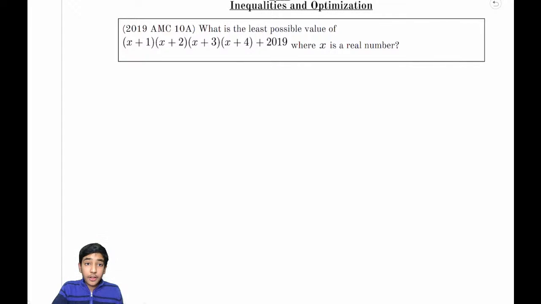$2029 is not the correct answer, because x does not necessarily have to be an integer. X does not necessarily have to be an integer, so this 2029 is actually not right, because x can be some other random number.